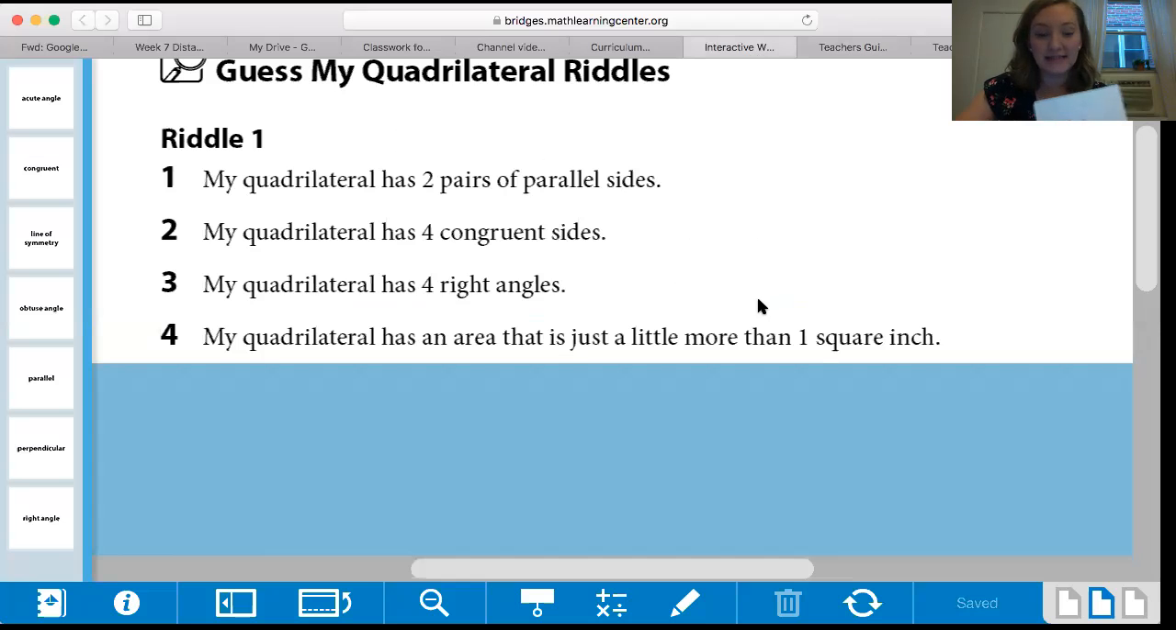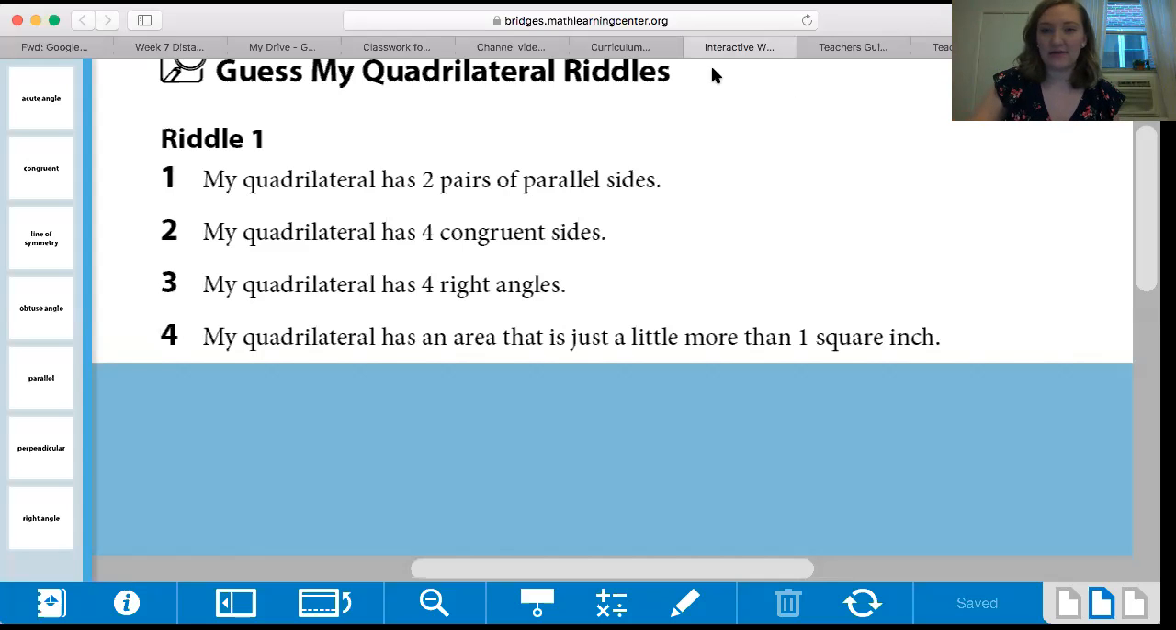Okay, do you have a guess? I'm going to reveal our answer. The first one in my envelope was square C. Square C has 2 pairs of parallel sides, 4 congruent sides, and 4 right angles, and its area is just a little bit more than 1 square inch. That's what I was hiding in my envelope.